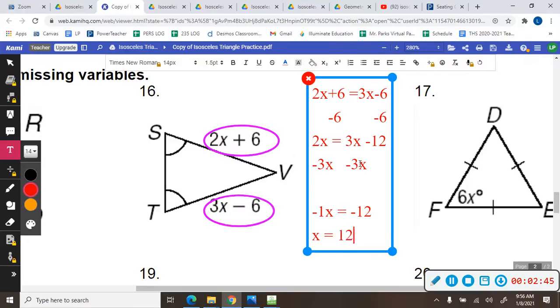And anytime there's a lot of work, like on this problem, I always plug back in to make sure. 2 times 12 is 24. 24 plus 6 is 30, so this would be 30. And if you take 3 times 12, you get 36. 36 minus 6 is 30. And so I just proved to myself that I'm correct. So x is 12.